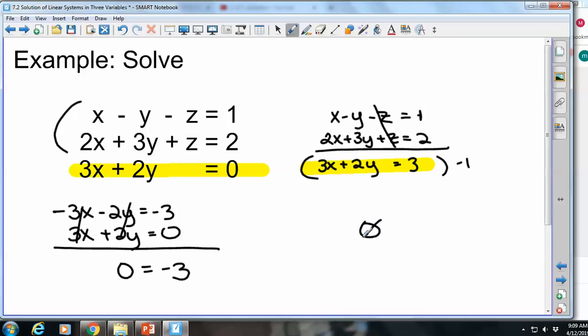What does that tell me? And we also write inconsistent. If at any point you get a false statement, where all your variables cancel and you have something that's false, then the whole thing is inconsistent. If all your variables cancel and you have something that's true, that's a different case. There's no ordered triplet that would make this true.